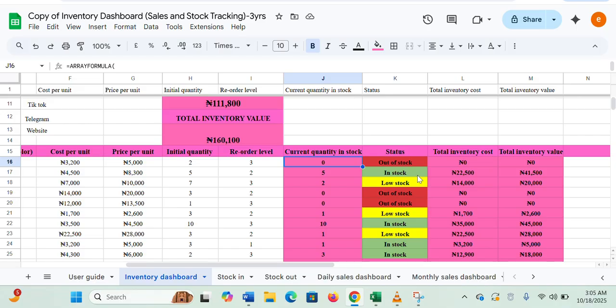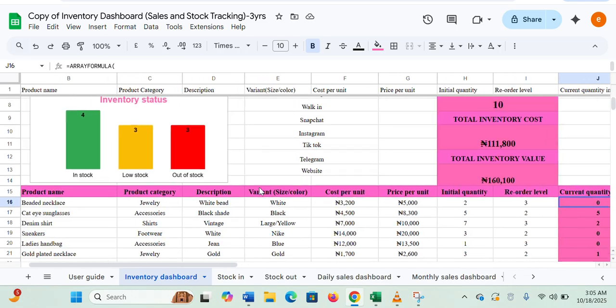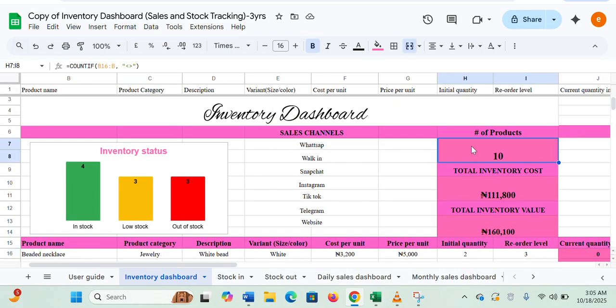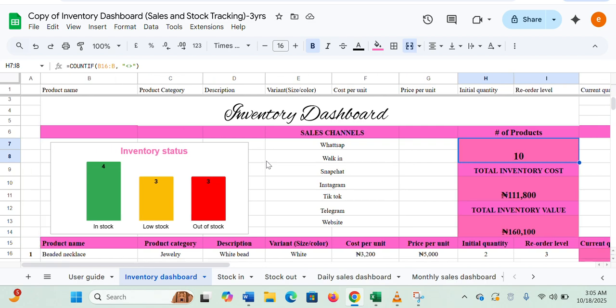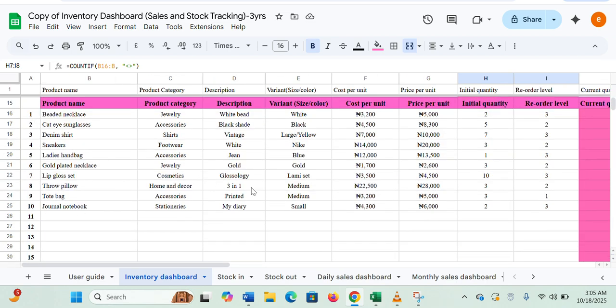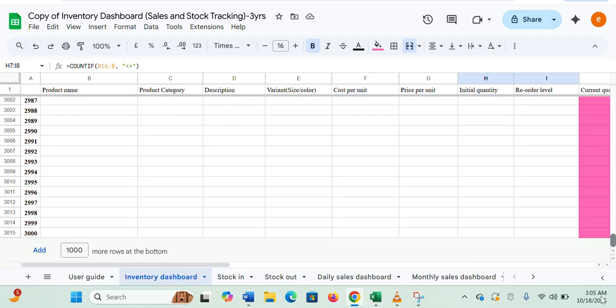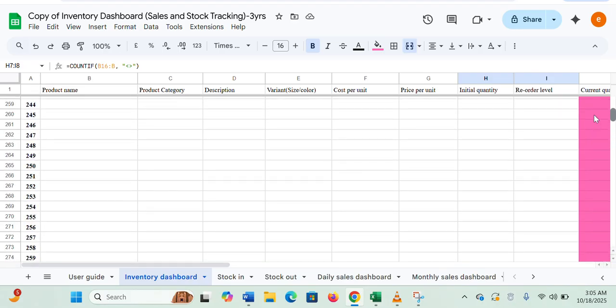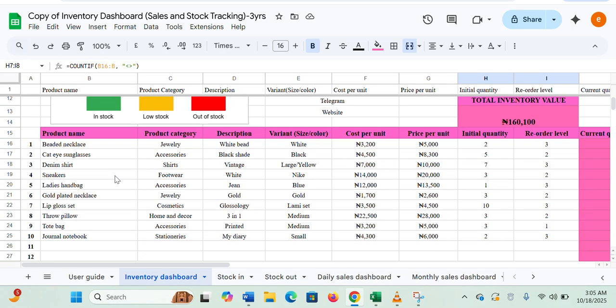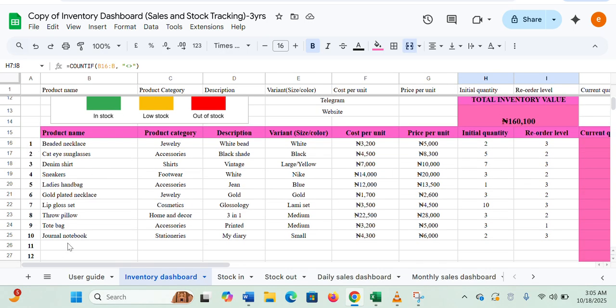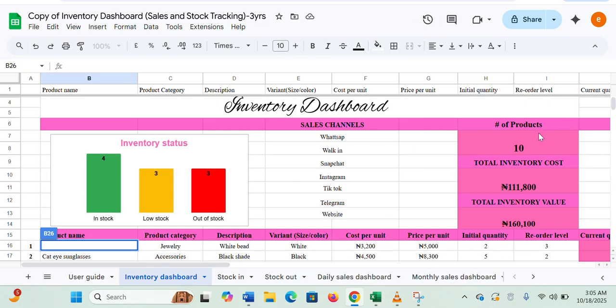For every column shaded in pink, please do not input in it, but those in white, those are the places you have to input. Now, number of products just tells you how many products you have input. This spreadsheet allows you to input as much as 3,000 products. You can see it here. So if you look here, I've been able to input 10 particular products, and that is why it is indicating 10 right here.